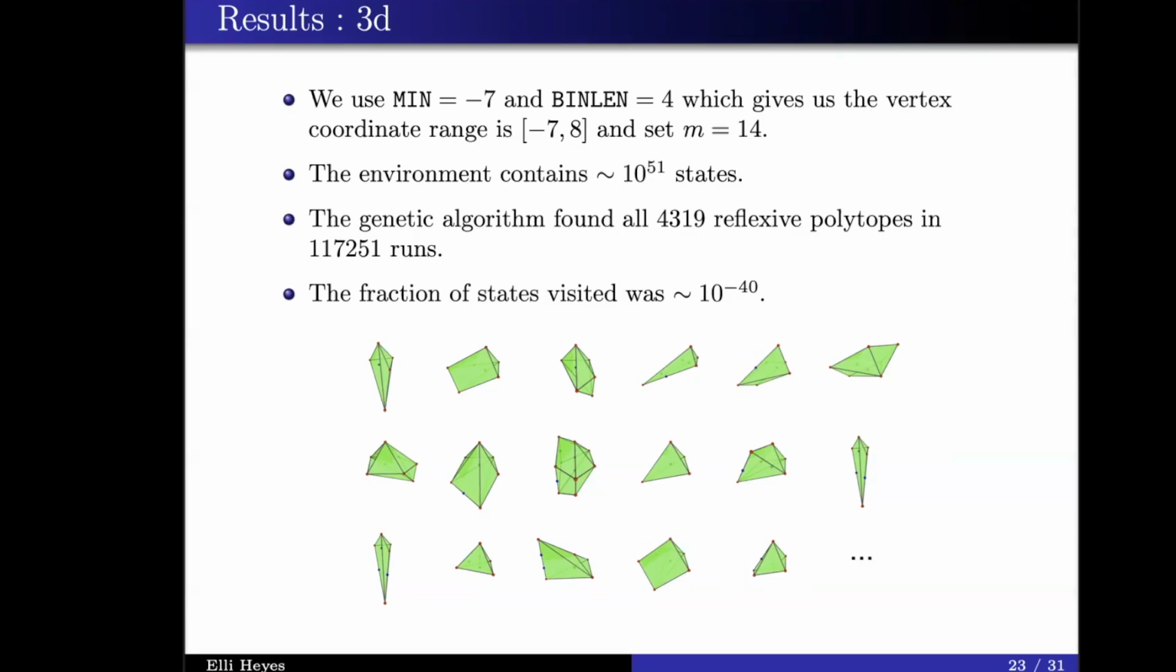But amazingly, even so, the genetic algorithm managed to find all of the reflexive polytopes, and it did so in around 100,000 runs. And again, the fraction of states it visited during a search is tiny. So this is also a very remarkable result. And Tom's not here, but I need to thank him for these plots because I stole all of them from his website. He has a nice diagram and also a full breakdown of every reflexive polytope, really. So you should definitely go and play around on his website.